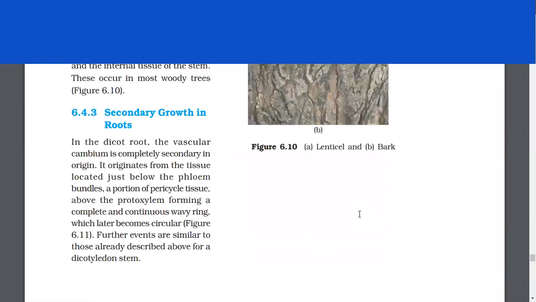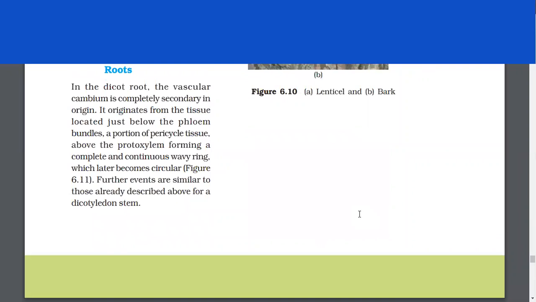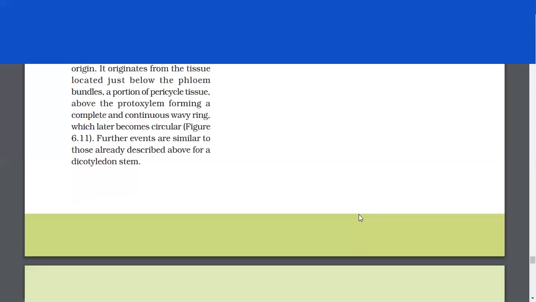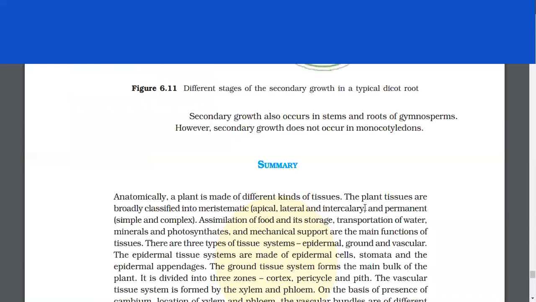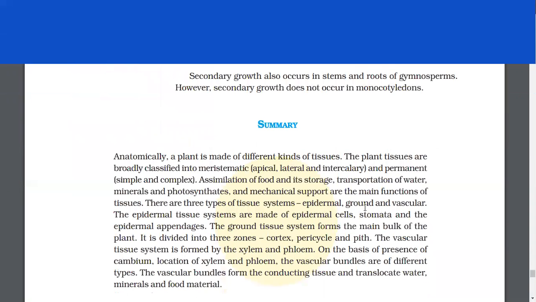Secondary growth in roots. In the dicot root, the vascular cambium is completely secondary in origin. It originates from the tissue located just below the phloem bundles and a portion of pericycle tissue above the protoxylem, forming a complete and continuous wavy ring, which later becomes circular. Further events are similar to those already described above for a dicot stem. Secondary growth also occurs in stems and roots of gymnosperms. However, secondary growth doesn't occur in monocots.